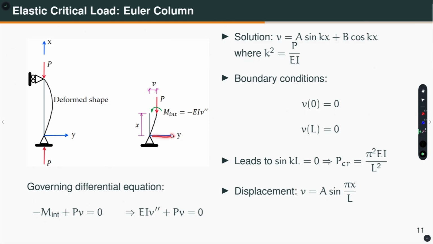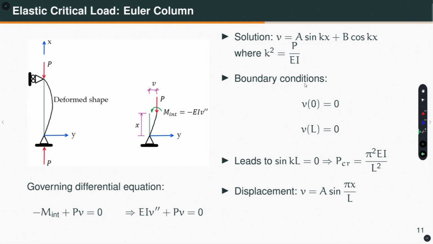For me, the y axis is to the right, the x axis is upward positive, and my displacement V is positive to the right. Therefore, I am getting a negative sign here. If you substitute this here, then you get EI d2V/dx2 plus PV is equal to 0. This is nothing but a second order linear ordinary differential equation. The solution takes the form V is equal to A sin kx plus B cos kx, where k squared is equal to P by EI.